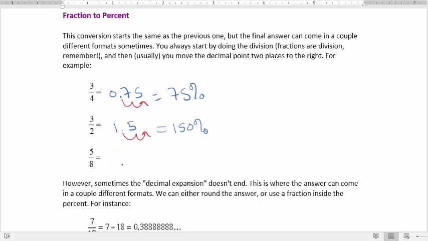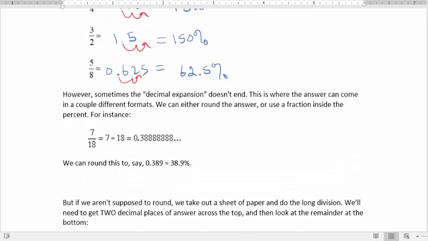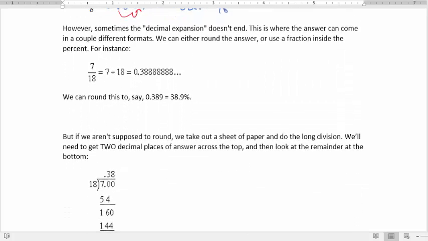And then 5/8 is 0.625. So if I move the decimal over 2 here, I have 62.5%. So that's the most straightforward way to do that. The only time that it's going to get a little bit weird is if you have something like 7/18, right?